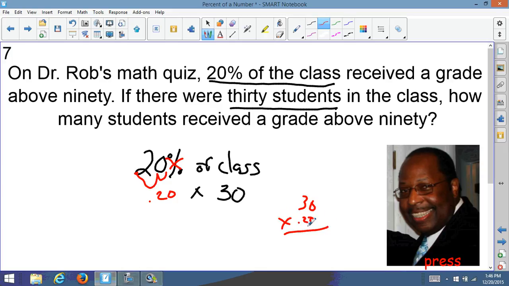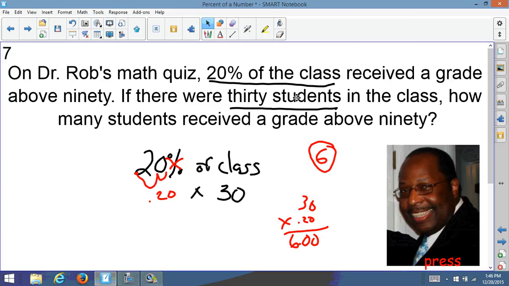So let's do that. 30 times 0.20. All right, 0 times all of that stuff is just going to be 0, so I'll just put down 0. 2 times 0 is 0. 2 times 3 is 6. There are 2 numbers behind our decimal point, so that means there'll be 2 numbers behind this decimal point, which gives us the answer of 6. So 6 students received above 90.